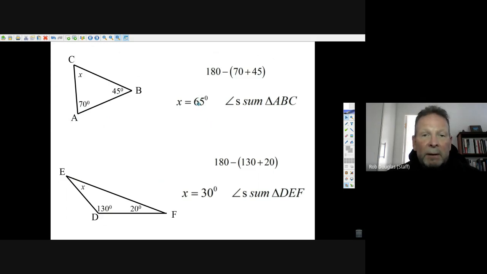You've got your statement here for X being 65 degrees, and you always need the reasons. Angles sum in a triangle, and it's very good to name the triangle that you're working with.